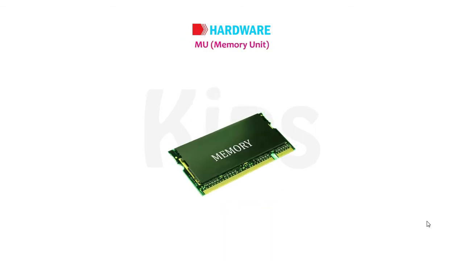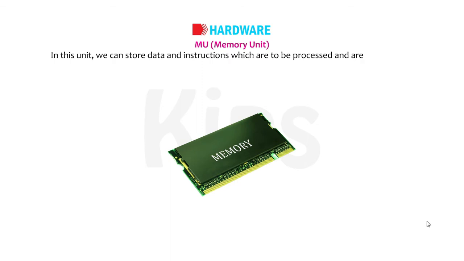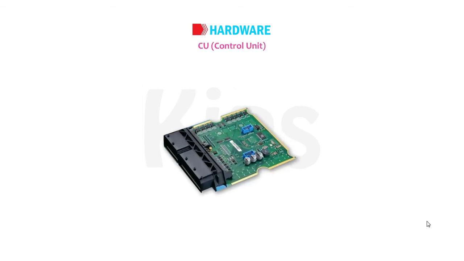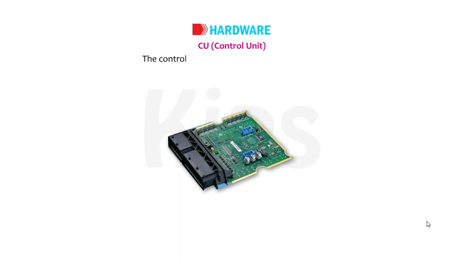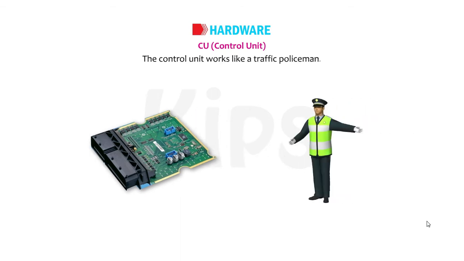MU, Memory Unit. In this unit we can store data and instructions which are to be processed and then passed on to ALU or CU. Control Unit. The control unit works like a traffic policeman. It controls and manages the working of all the parts of a computer.